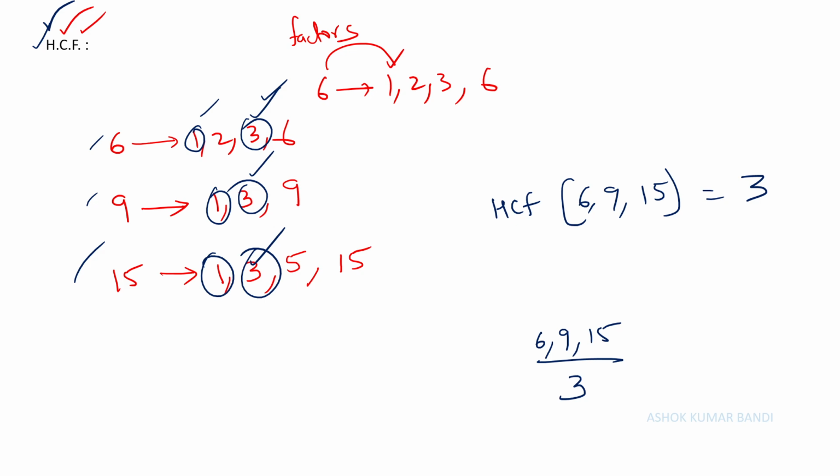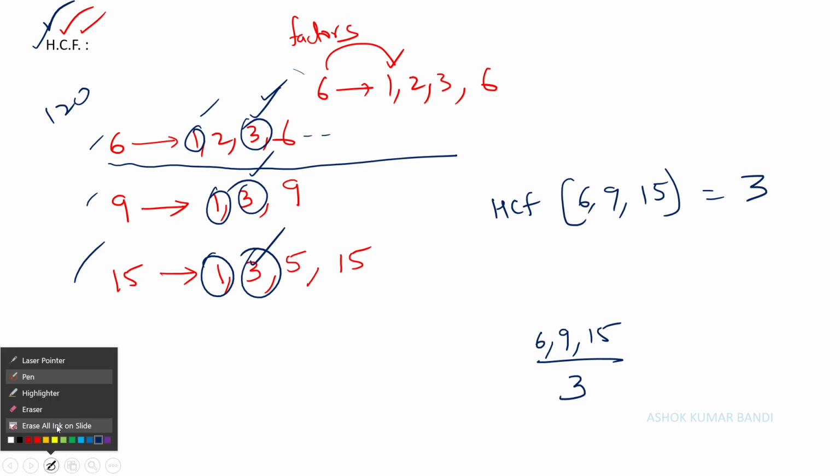But the problem here is, if the number is somewhat bigger, we can't write all the factors. For example, if I take 120, I can't write all the factors of 120 here. That's why we are moving on to the next method, which is prime factorization. So 6, 9, 15. Write all the given numbers as a product of prime numbers. Here 6 is 2 into 3, 9 as 3 into 3, 15 as 3 into 5. All the numbers are prime numbers, so no issue.